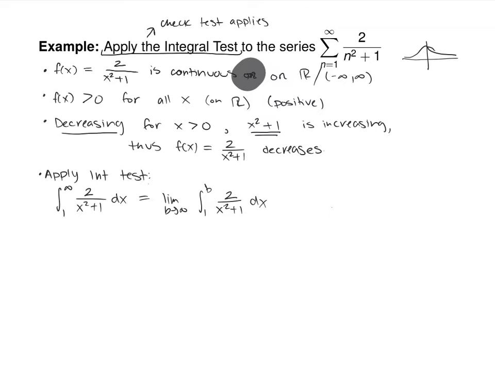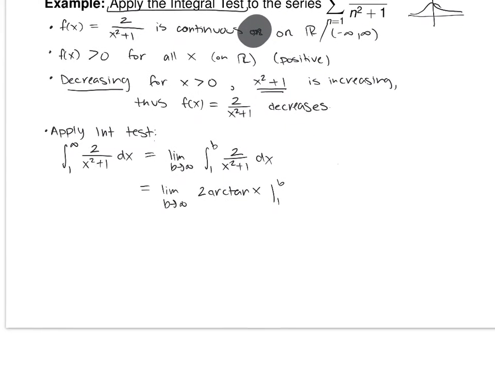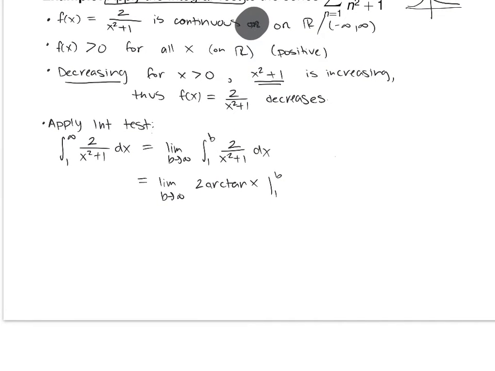It's a pretty easy function to anti-differentiate, though, isn't it? Yeah. What's the antiderivative of 2 over x squared plus 1? 2 arctan x? Wait, what happened to the 1? Oh, because 2 arctan, that's just arctan's derivative, right? You just have to know that. Is that all right? Yeah. No, I was forgetting something.